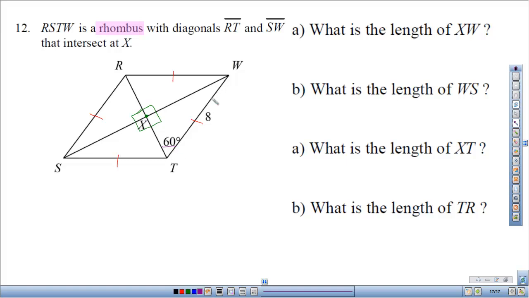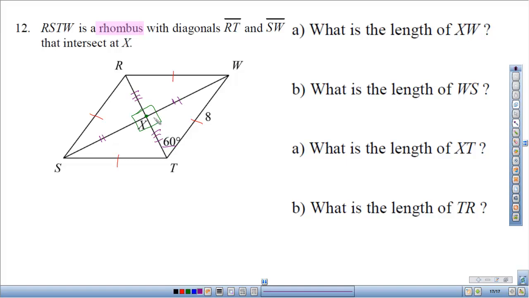And that this side length is 8. In fact, all the side lengths are 8, and that means every one of these little triangles is the same. Because a rhombus is a type of parallelogram, this diagonal gets bisected by this one, and vice versa. So we have all these relationships.